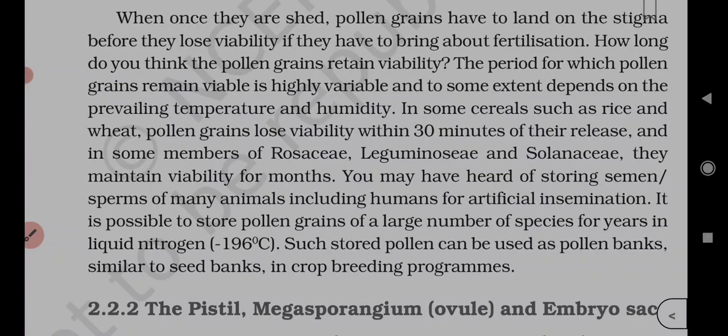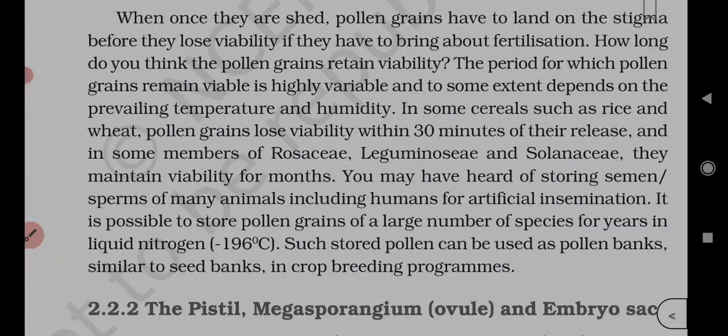Functional megaspore in an angiosperm develops into the embryo sac. Embryo sac is the correct option. In angiosperms, the functional megaspore is the first cell of the female gametophyte. It enlarges and undergoes 3 nuclear mitotic divisions to form the embryo sac. We'll be discussing the female gametophyte in detail later.